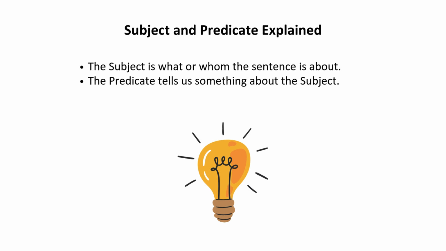The first part, which names the person or thing we are talking about, that's called the subject. And the second part, which tells something about that subject, that's called the predicate.